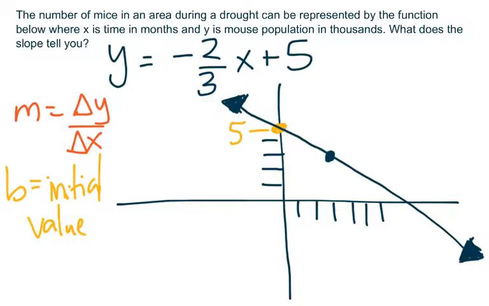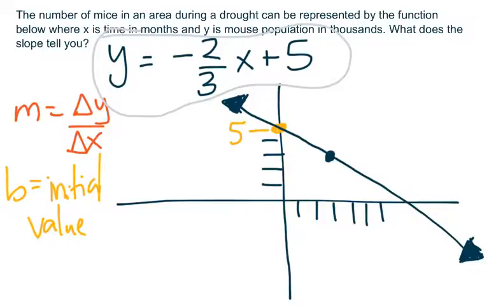The number of mice in an area during a drought can be represented by the function below, where x is the time in months and y is mouse population in thousands. What does the slope tell you? Let's take a look at the slope, and we'll also take a look at the y-intercept after that.